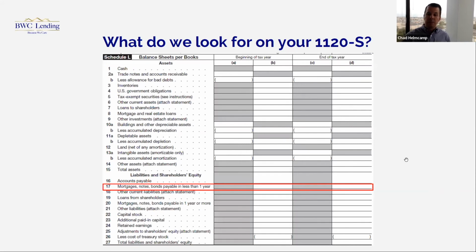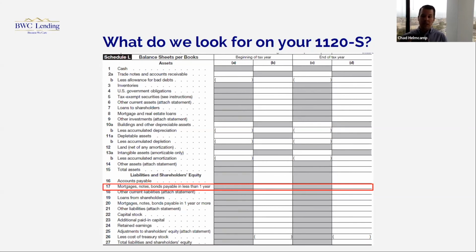On this page, this is something we always look at and we don't run into very often: mortgages, notes, bonds payable in less than 1 year. For most people, this is really not an issue, but as we start to deal with bigger businesses, they have it. I'll just use myself as an example. I'm what's called a correspondent mortgage lender, which means I have warehouse lines that I use to fund the mortgages that we close, and those renew every year. They're fairly large lines of credit, and they renew every year.